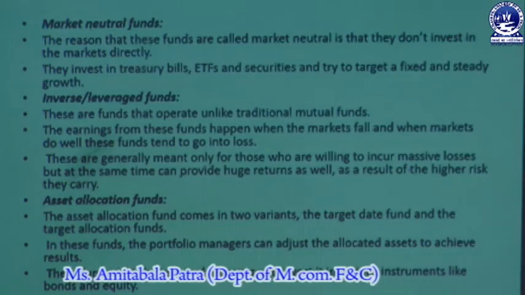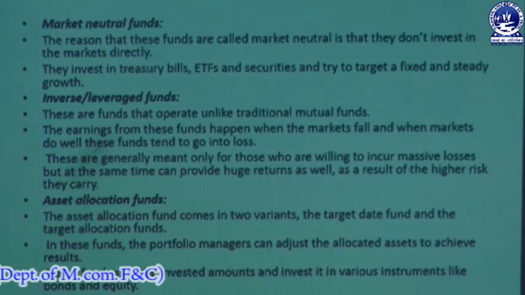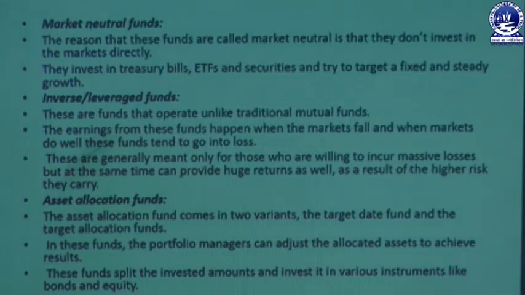Apart from that, we have asset allocation funds. The asset allocation fund comes in two variants, the target date fund and the target allocation fund. In these funds, the portfolio managers can adjust the allocated assets to achieve the results, and these funds split the invested amounts and invest it in various instruments like bonds and equities. So, these are the mutual funds that we have on the basis of specialization.